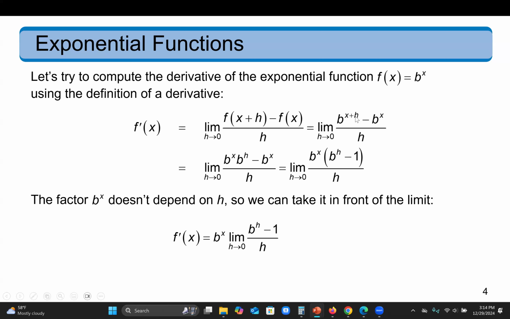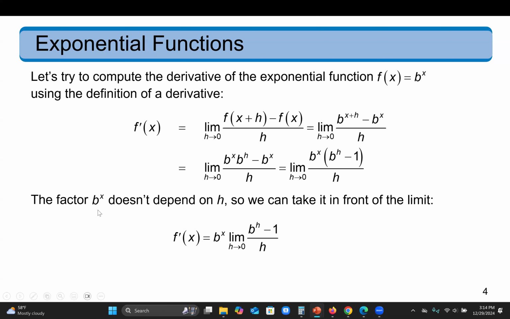Now, b to the power x plus h is the same as saying b to the power x times b to the power h, by the exponent rule, minus b to the power x, over h. We can factorize the b to the power x out. So we get b to the power x, times b to the power h minus 1. Again, b to the power x is common in these two terms, so we bring it out. Then b to the power h divided by b to the power x will give me b to the power h, and b to the power x divided by b to the power x will give me 1, minus 1.